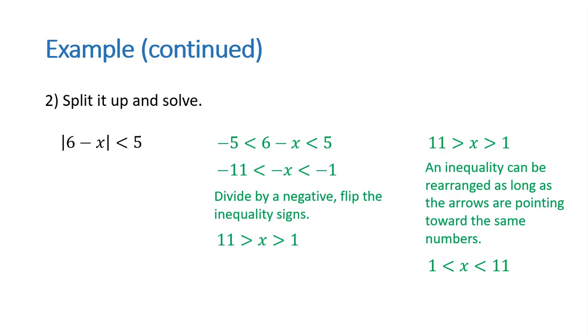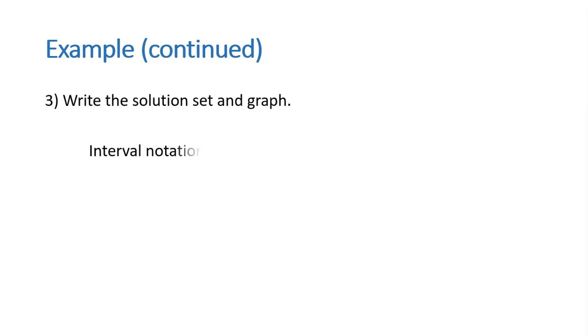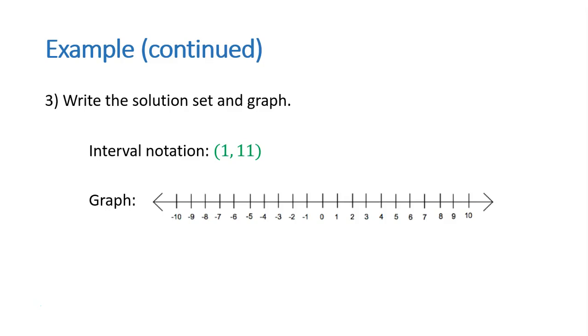So 1 and 11 are our endpoints. For our solution set in interval notation, it's 1 to 11. Because there's no equal to, we're using parentheses. And then on our graph, we're essentially going to write the same thing using endpoints of 1 and 11 with parentheses. That's our graph.